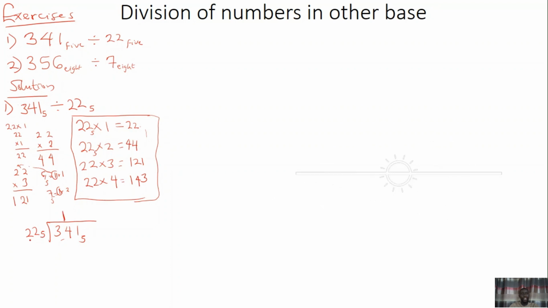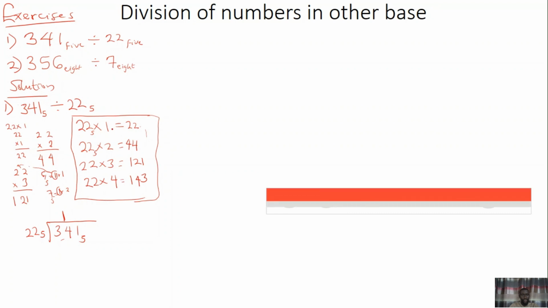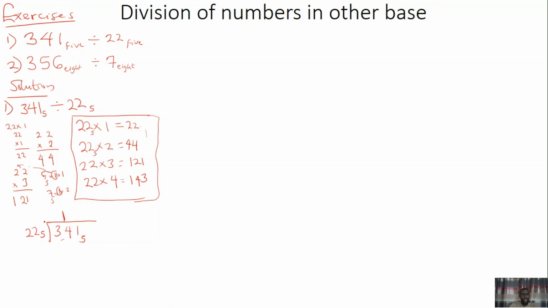Okay, then we say 22 times 1, that will be equals to, let's look at the multiplication table. 22 in base 5 times 1 in base 5 is going to give us 22. So we write the 22 here.